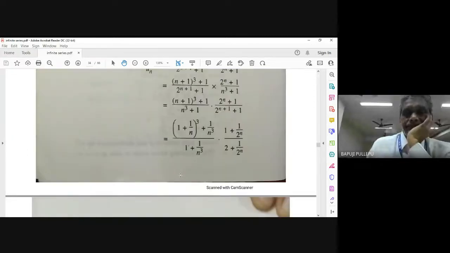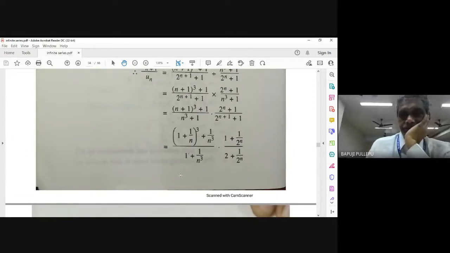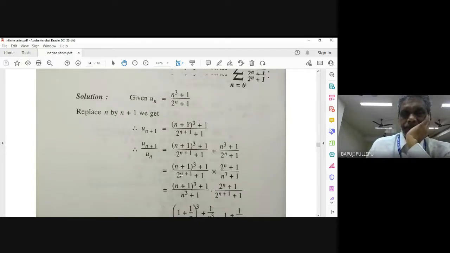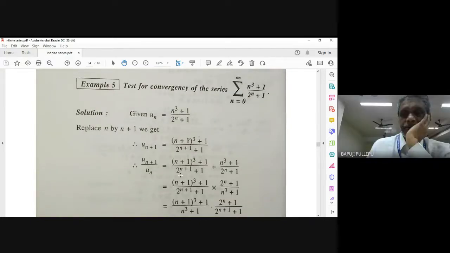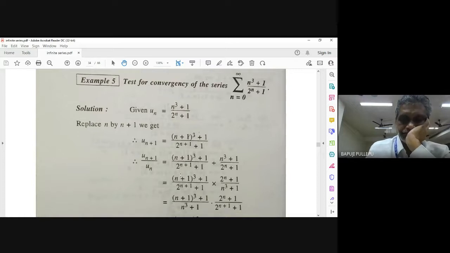Okay, sir. Any doubt? No, sir. These problems, 3 or 4 problems, I will upload every day in GCR. You should upload this in GCR. This problem, just note down: Example 5 in D'Alembert's test.